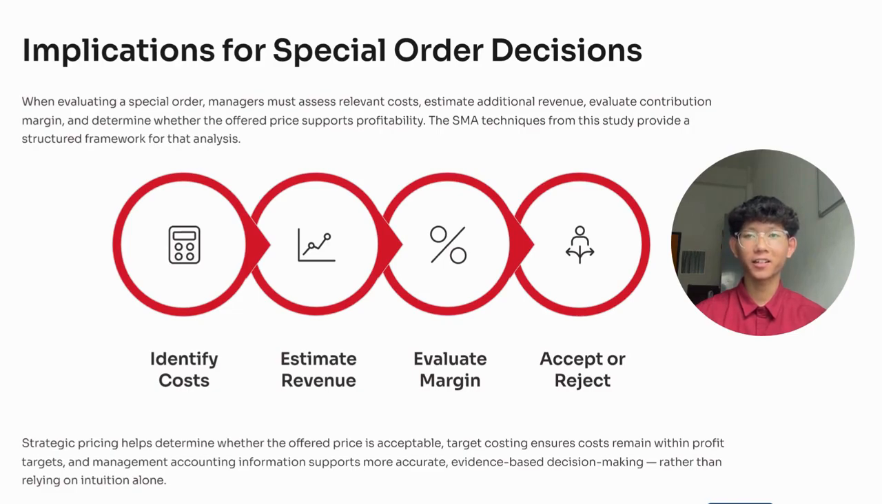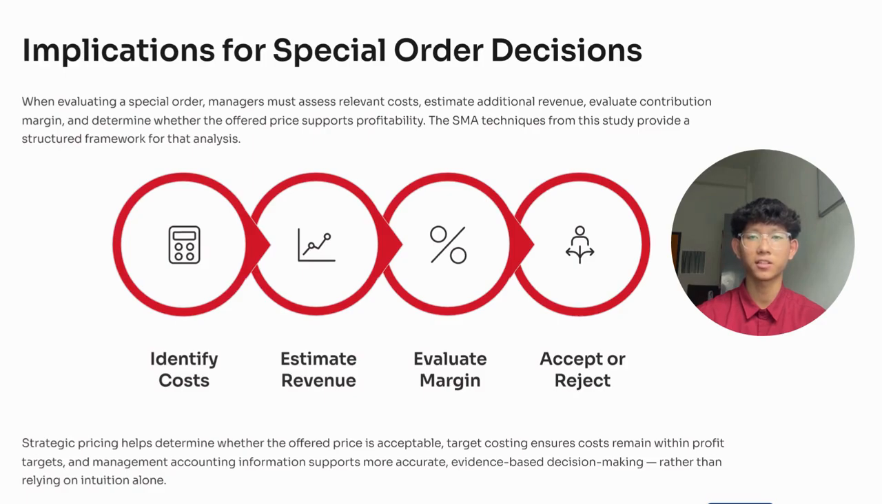Although the article does not directly discuss special orders, the findings can be applied to special order decision making. When a company receives a special order, management must determine whether accepting the order will generate additional profit. This requires managers to identify relevant costs, estimate expected revenue, and evaluate pricing strategies. The article highlights the importance of strategic pricing and target costing, which are also key considerations when evaluating special orders. For example, managers need to determine whether the special order price is sufficient to cover relevant costs and contribute positively to profit.